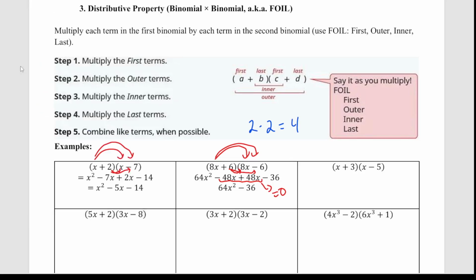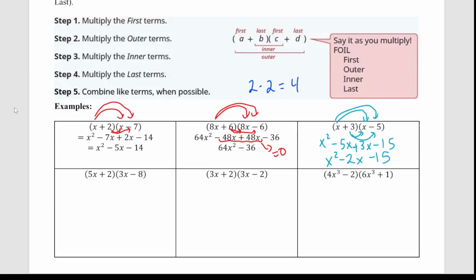I'm going to go ahead and encourage you to pause your video and try these next 4 yourself, and then we'll compare. So for these, if you do x times x, that's going to give you x squared. X times negative 5 gets you negative 5x. 3 times x gets you positive 3x. 3 times negative 5 gives us negative 15. I know I did it right because I have 4 terms and I have arrows going to each combination. Negative 5x plus 3x is going to give us negative 2x. Drop down everything else, and then we are good to go.